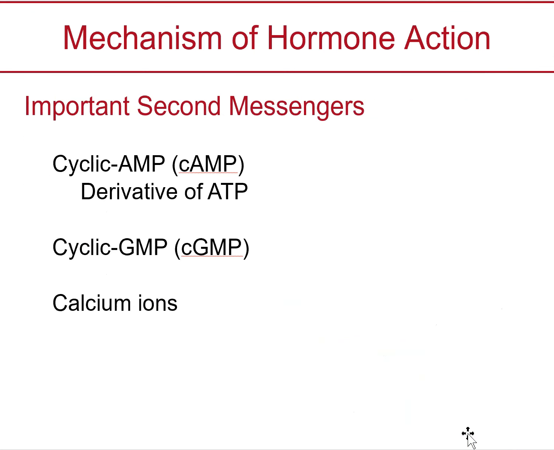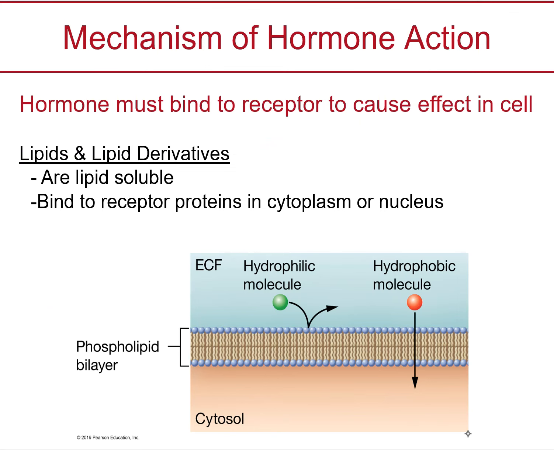These are some common second messengers to memorize. We mainly talk about cyclic AMP. It comes from ATP. There's a cyclic GMP, and then there's calcium ions. And so we're going to primarily focus on the cyclic AMP and the calcium ions as we go through this chapter. So the hormone has to bind to the receptor to cause its effects.